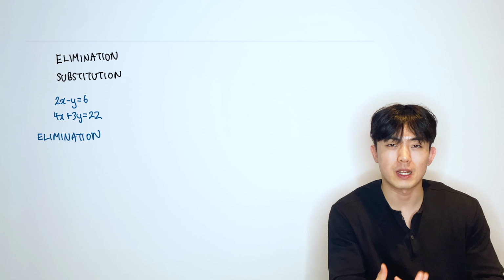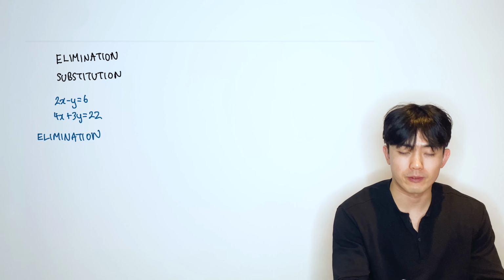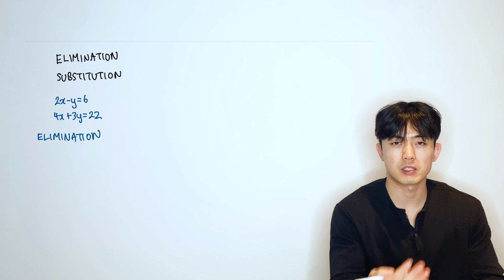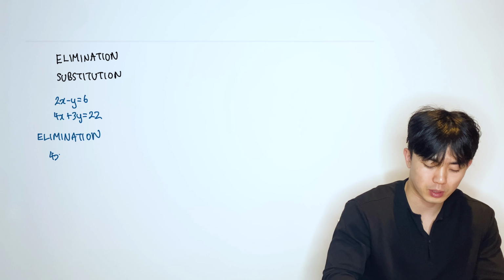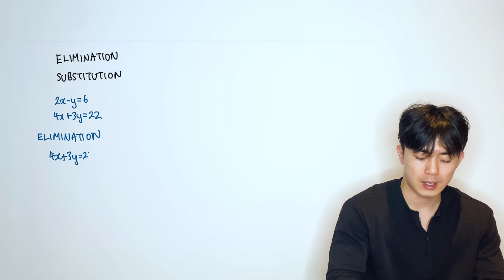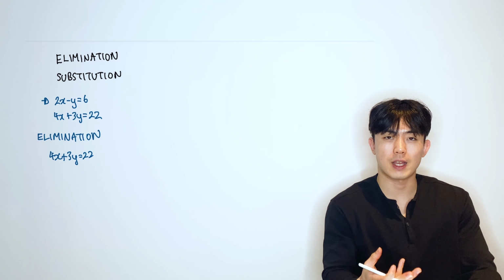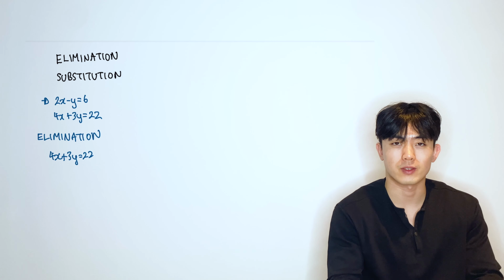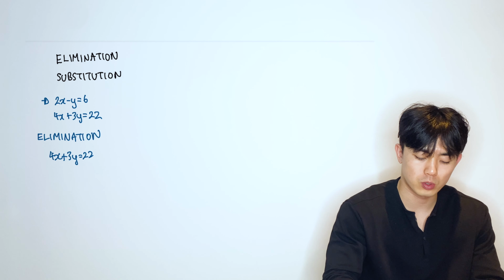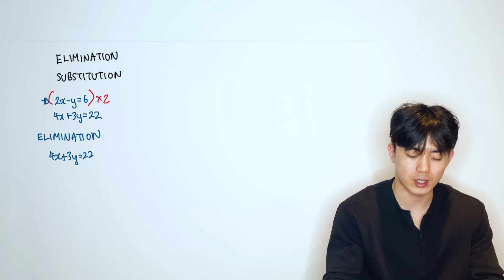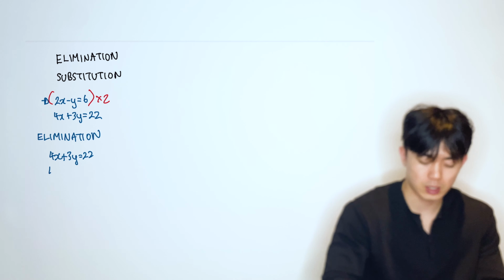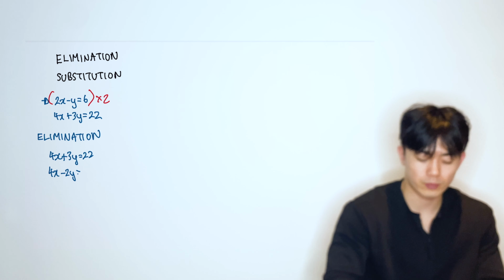So what it means by elimination is we want to try and get rid of it by subtracting or adding. So if I write 4x plus 3y is 22, now if we want to get rid of the x terms, I want this term to be 4x, right? So I'm actually going to multiply 2 to every single term in the first equation and write it underneath. So that's going to be 4x minus 2y is equal to 12.